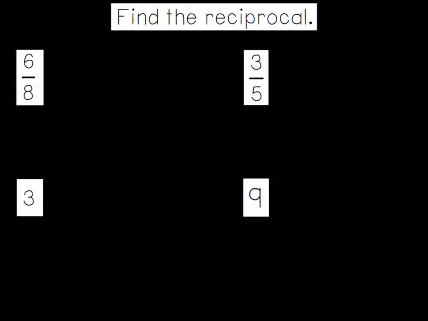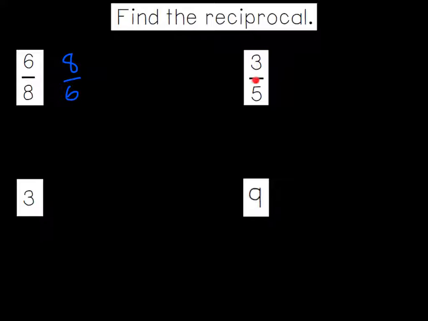So what would I multiply 6/8 by to get 1? Remember, just flip it over or invert it. Invert it is the word that we use to flip it over. So if we multiply 6/8 by 8/6, we would have 1. So the reciprocal of 6/8 is 8/6.